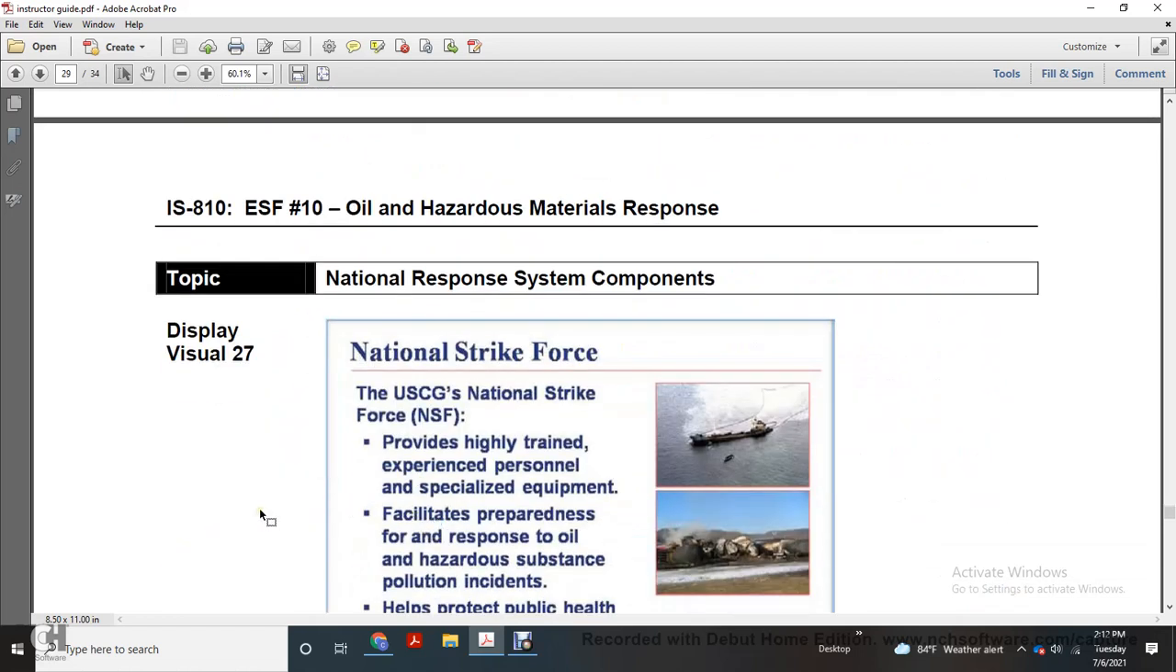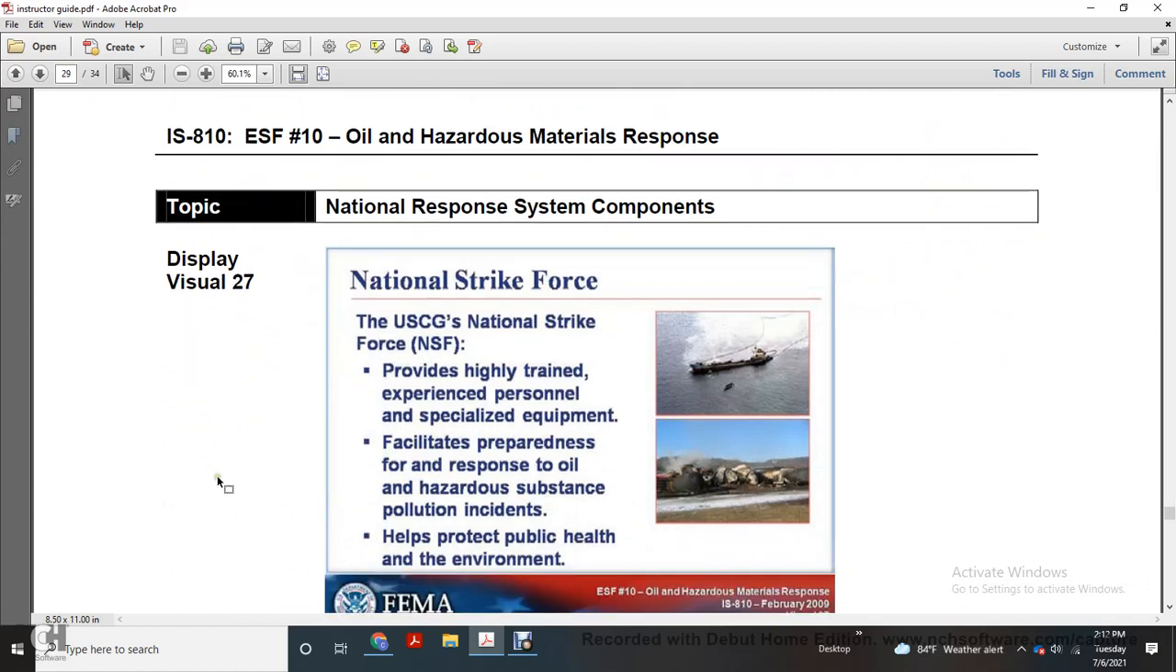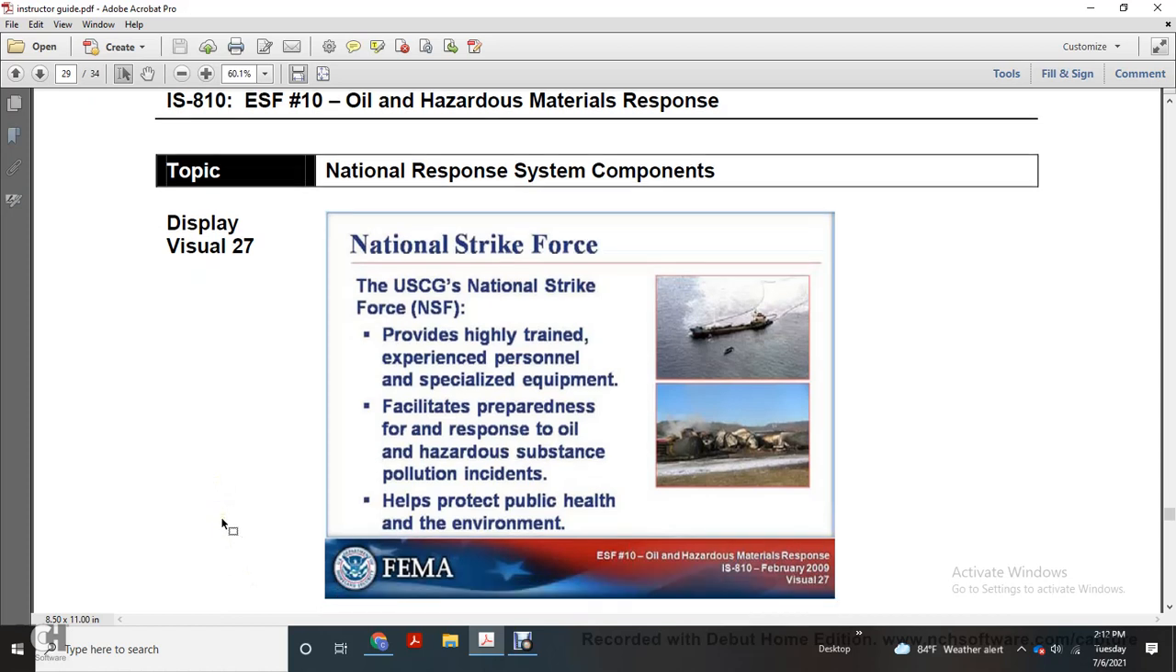Display visual number 27. The National Strike Force, U.S. Coast Guard. The National Strike Force provides highly trained, experienced personnel, specialized equipment, and facilities prepared to respond to an oil or hazardous substance pollution incident, helping protect public health and the environment.